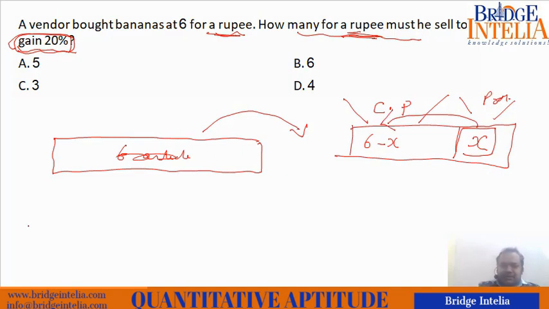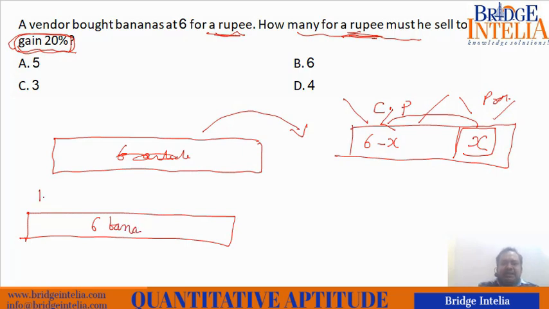Fine. So what does this actually mean? It actually means that these 6 bananas are behaving like 120% of investment. Why? Because you want to gain 20%. So these 6 bananas are like 120% of his investment. He will sell only that many bananas to recover 100% of his investment. He will keep a few bananas which will indicate 20% profit.